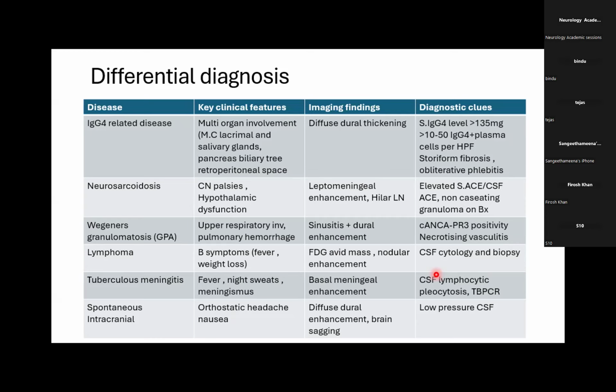In spontaneous intracranial hypotension, the key clinical features are orthostatic headache and nausea. There will be diffuse dural enhancement, but along with that, there will be brain sagging. And the diagnostic clue is mainly low pressure CSF.